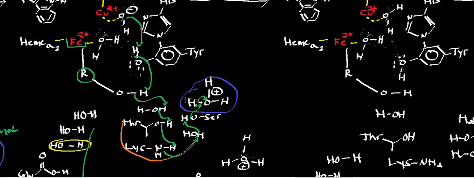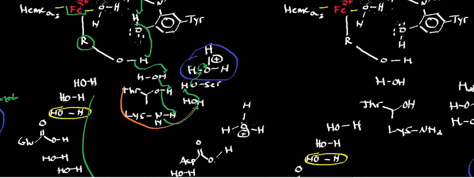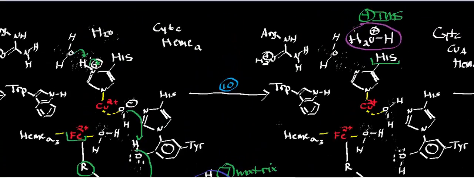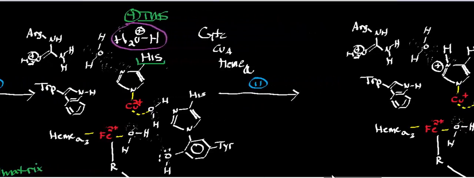So that's another thing. This right here is which mechanistic step? It's number 10. So that means this is hydronium number 7. That's basically pumped in from the matrix. Okay? And that leads us to the final mechanistic step of cytochrome C oxidase. So hopefully this will make a little bit of sense.